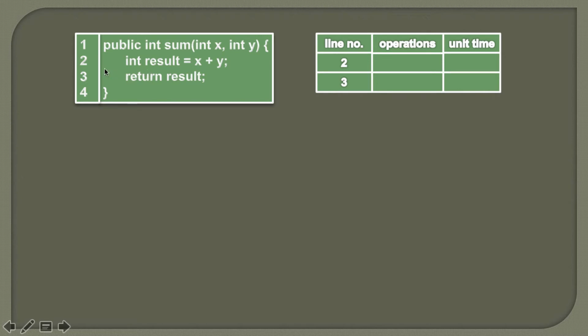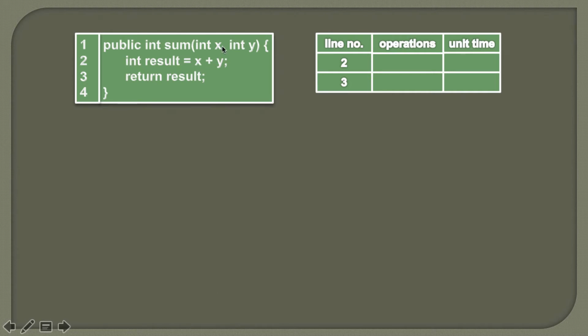So here you can see these are the line numbers, where the second and third lines are the statements which get executed. And here is a simple table provided with the line number, the operations getting performed on each line, and the unit of time taken by each line. So here we start with line number 2. Here we are simply taking in two integers, doing the sum and assigning it to the integer variable result.